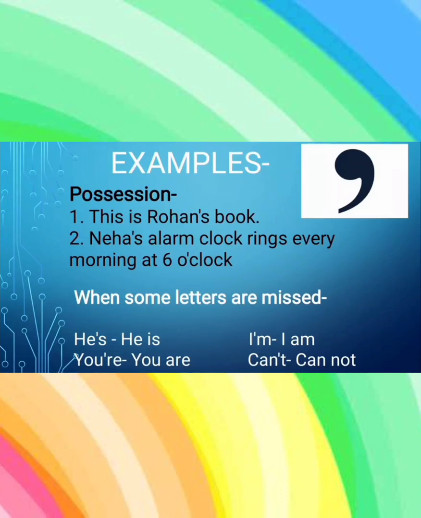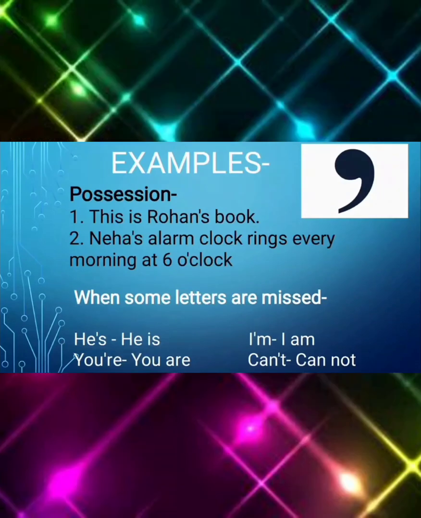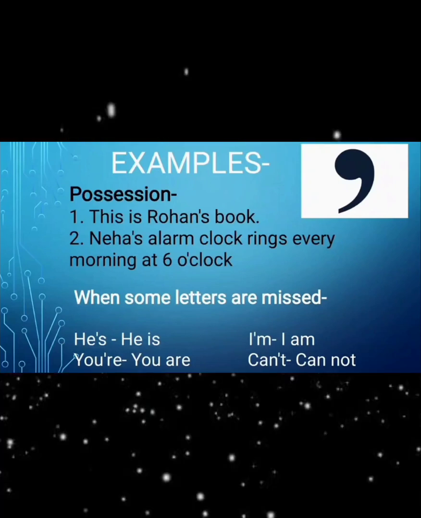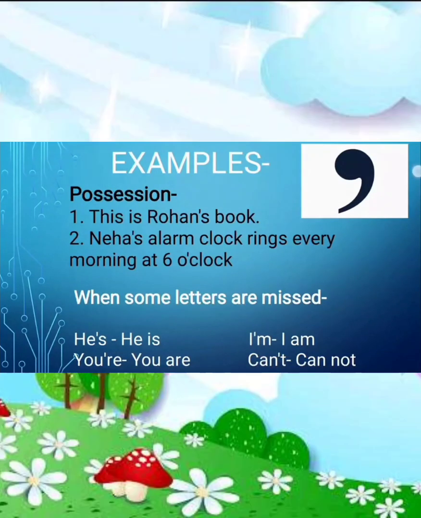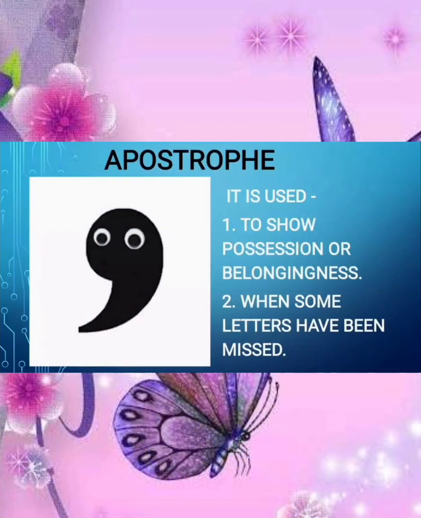So here is 'he is'. He is can be written as he's, he apostrophe s. I am can be written as I'm, I apostrophe m. Then you are, you're, you apostrophe re. Can't, can apostrophe t, cannot. So apostrophe can be used for two cases. First, belongingness. Second, when some letters are missing to create short forms.